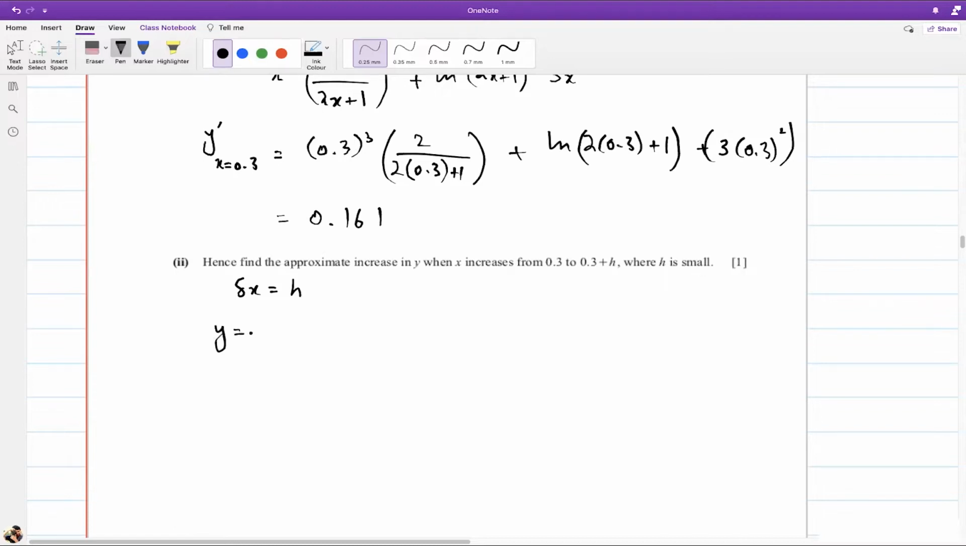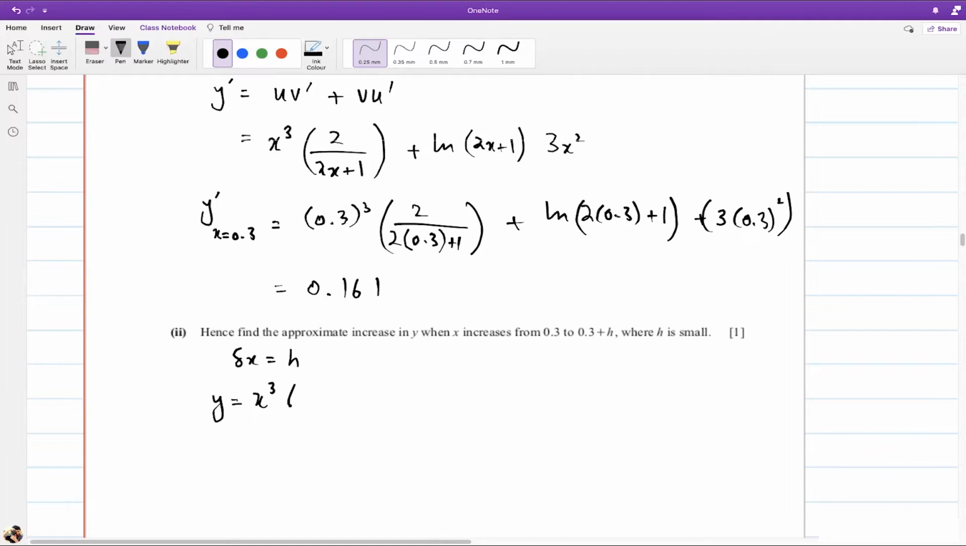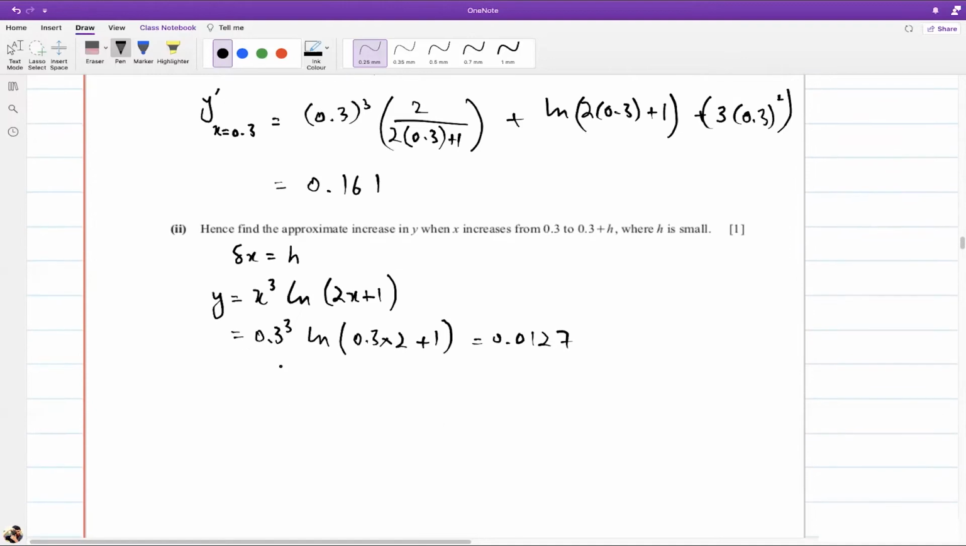So y is going to be x cube ln 2x plus 1. So हम यहाँ पे 0.3 plug in कर देते हैं. 0.3 cube ln 0.3 into 2 plus 1. So when we do that, we get 0.0127. ठीक है, तो अब हमें ये कह रहा है ये कि dy by dx is equal to small change in y divided by small change in x.